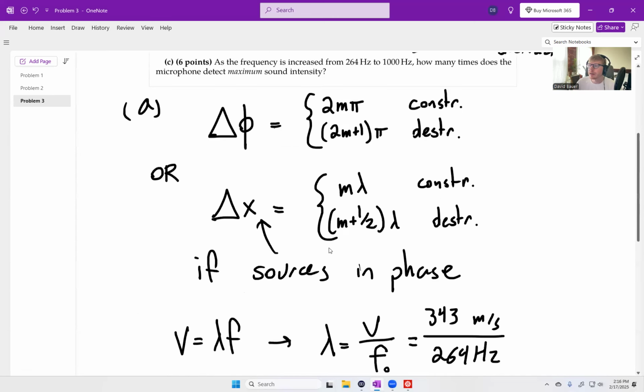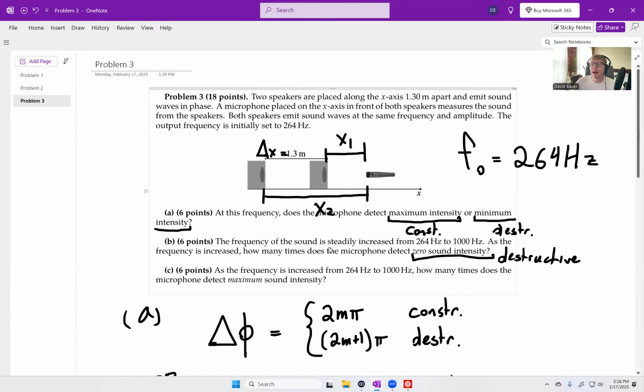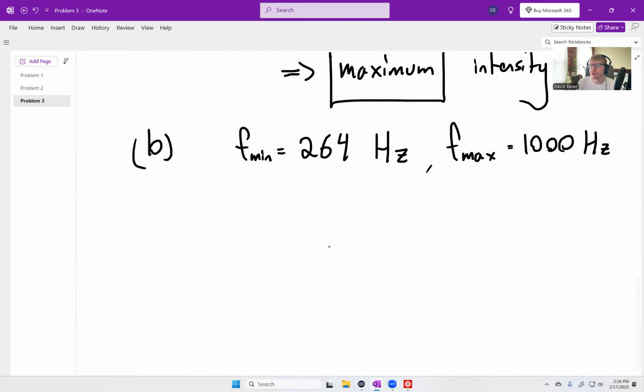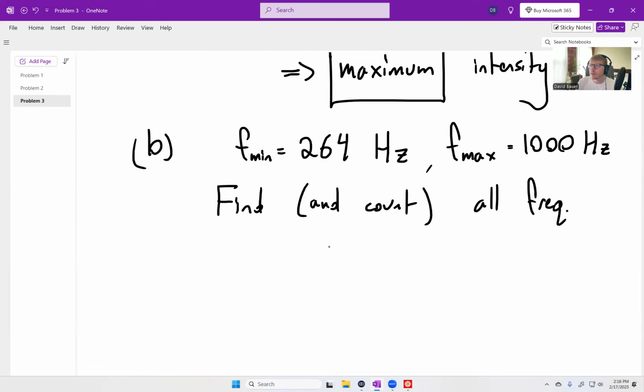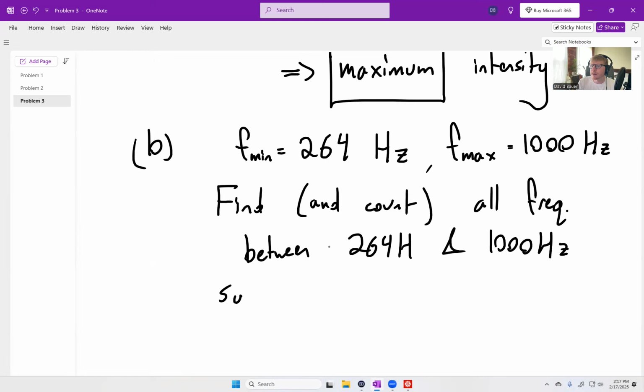Okay. So we just want to find, right? We can boil this question down to: find and then count all frequencies between 264 and 1000 such that we have destructive interference.